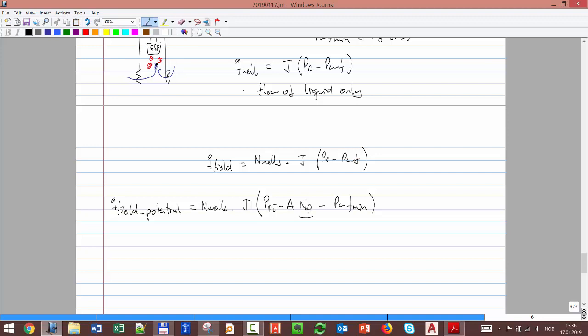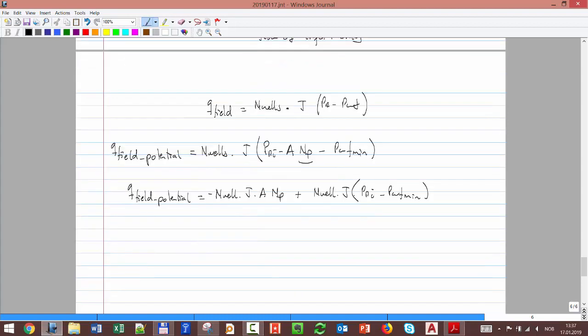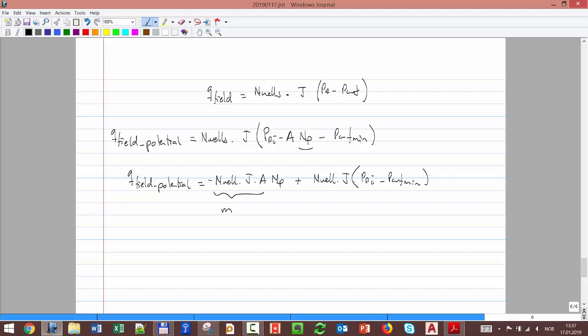Let's rearrange the expression a bit. So Q field potential, and I want to put all of that, N wells times J. So I'm going to put everything that depends on NP: N wells times J times A times NP, plus N wells times J times (PRI minus PWF min). Yes? So if you see here, this I'm going to call M. It's like a slope called M.